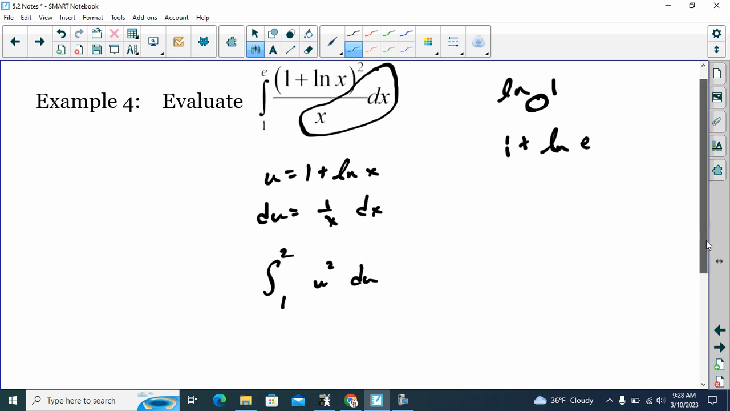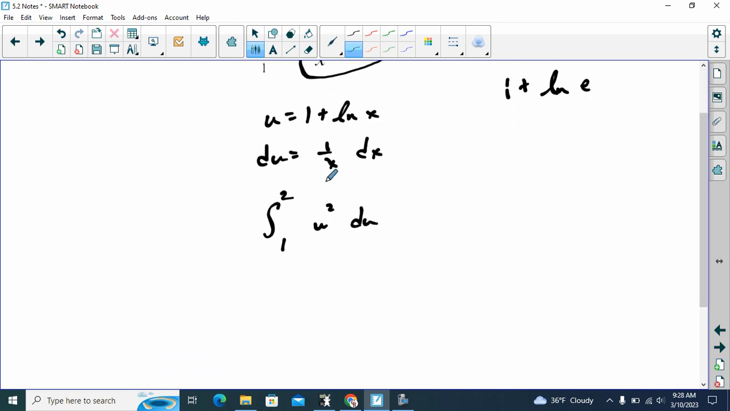So now everything, including our bounds, has been rewritten in terms of u. We just treat this as the original problem. Integrate from 1 to 2. Plug in the top one. Plug in the bottom one. And we get 7 over 3.